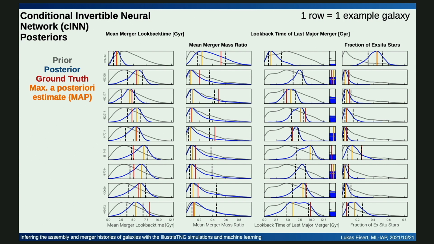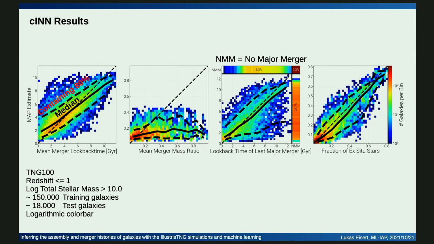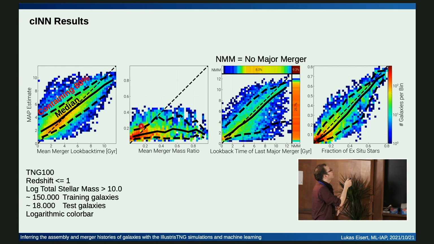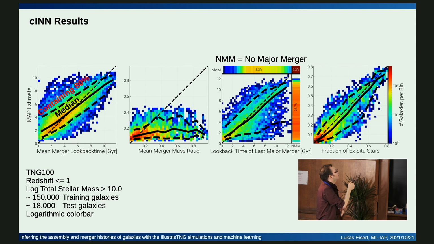Now I want to also show you this for all 18,000 test galaxies. To do so, I am summarizing the posterior with just one estimate, the maximum a posteriori estimate, so just the peak of the blue curve, and comparing this to the ground truth. So I'm plotting the orange lines against the red lines for all of these. For all 18,000 test galaxies, what I end up with is this: on the y-axis the MAP estimates, and on the x-axis the ground truth for each of the parameters.